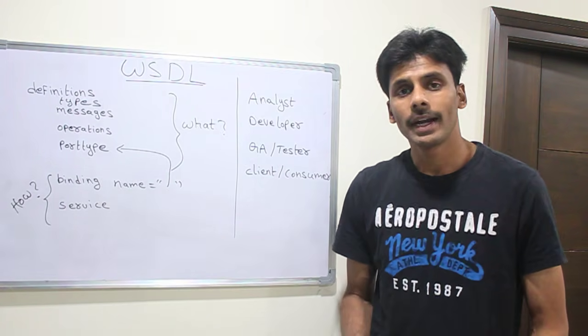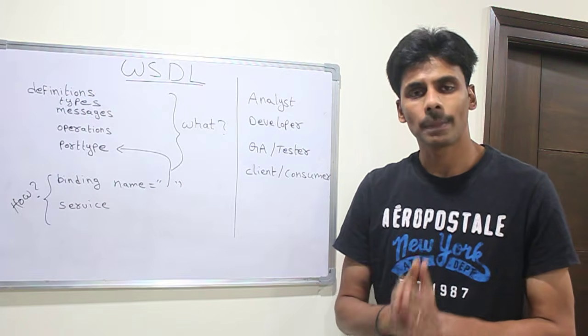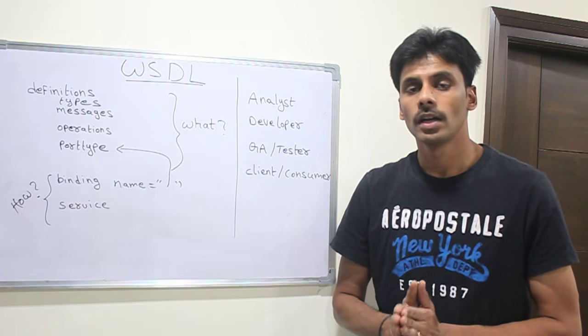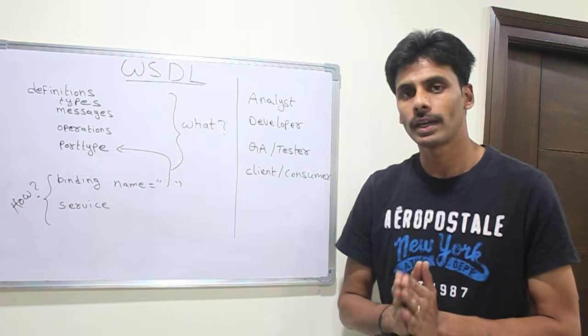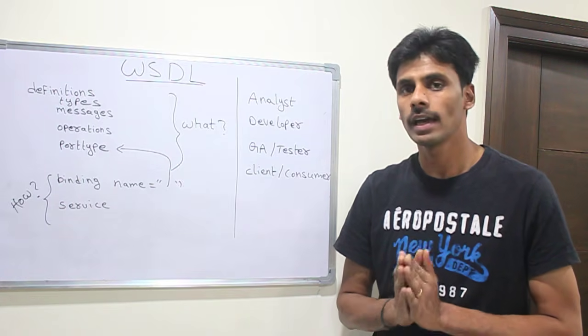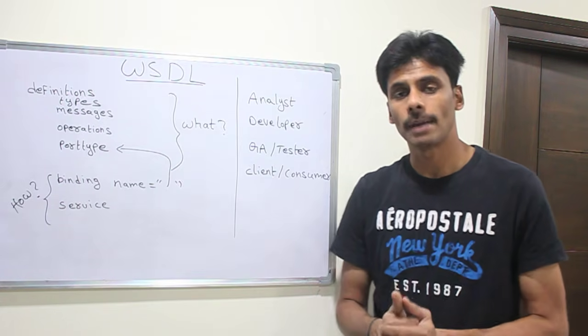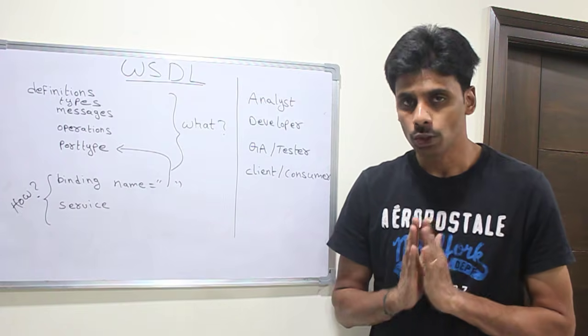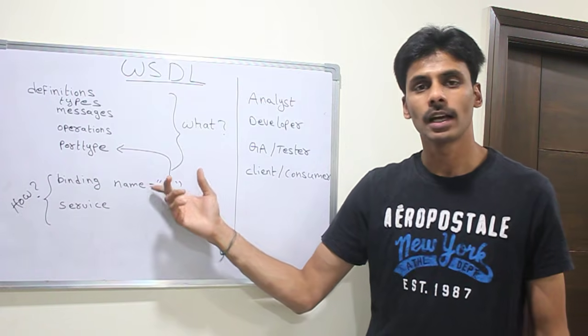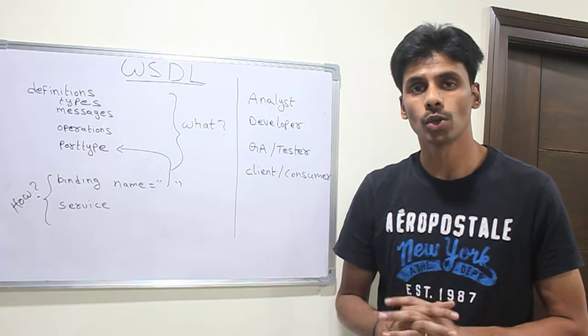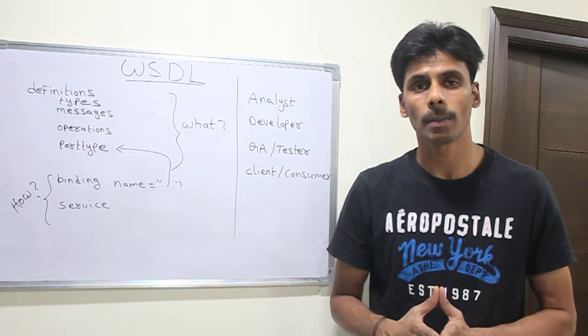There are four different bindings: document literal, RPC literal, document literal wrapped, and so on. Document literal wrapped is the best way. There is a very nice article on IBM. If you just Google for SOAP bindings IBM, you will get an article which defines all the different SOAP bindings and why you should use document literal.